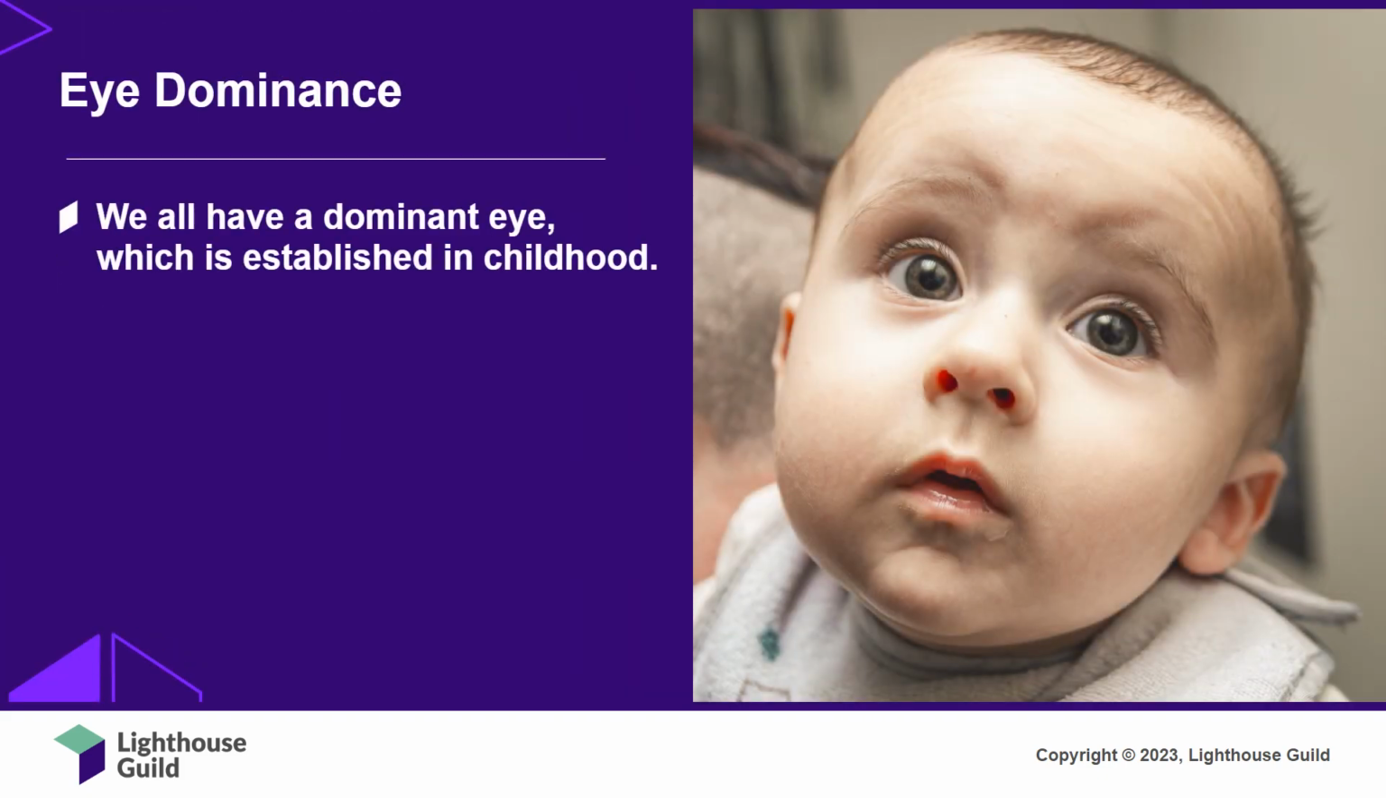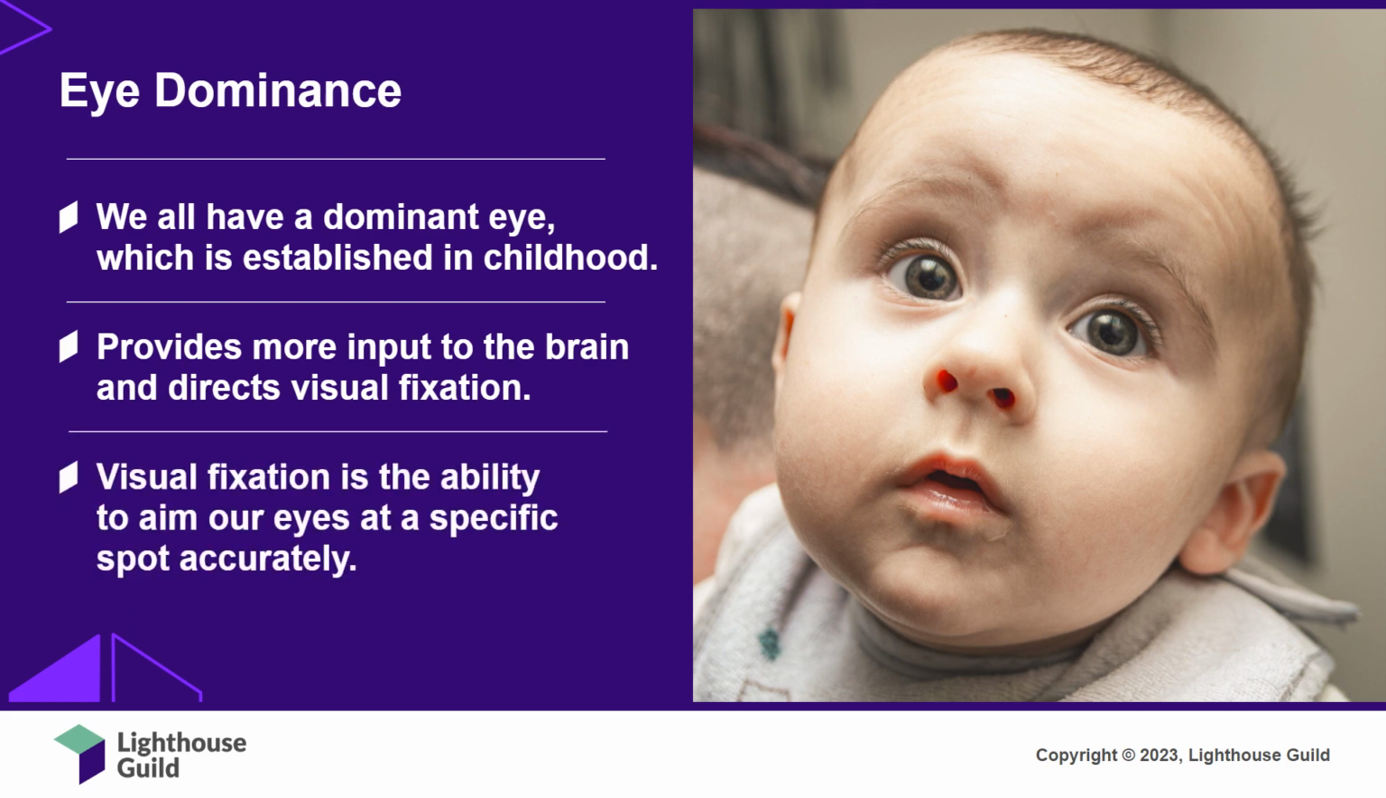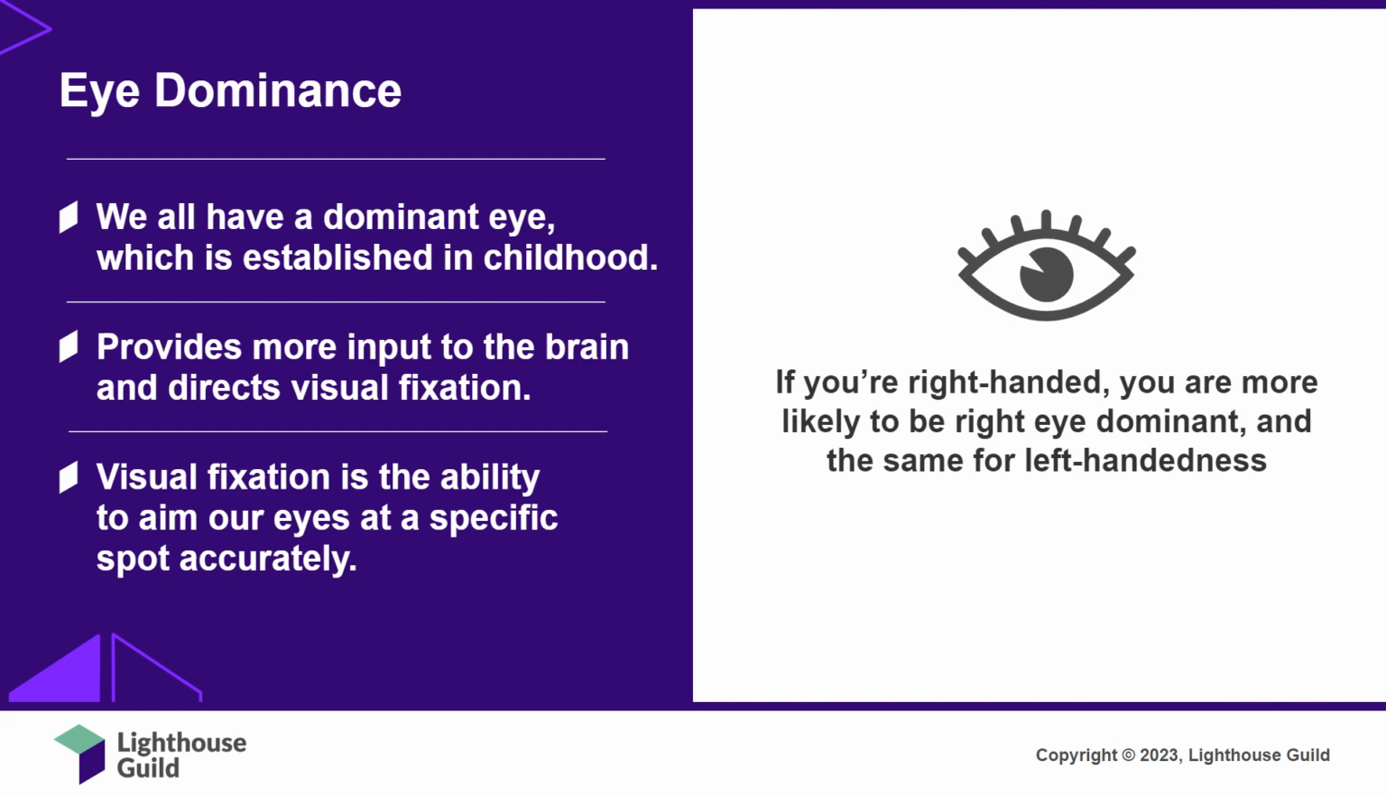Eye dominance. We all have a dominant eye, which is established in childhood. This is the eye that provides slightly more input to the part of the brain we use for vision. This eye directs visual fixation, which is the ability to aim our eyes at a specific spot accurately. If you're right-handed, you are more likely to be right-eye dominant, and if you are left-handed, you are more likely to be left-eye dominant, but that is not always the case.